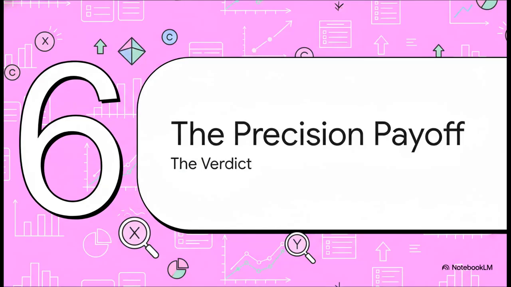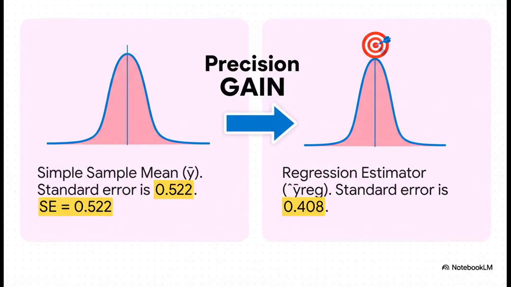So after all that, was it actually worth it? We brought in this auxiliary variable, we ran a regression, we adjusted our estimate. Let's look at the numbers and see what the real payoff was. This right here is the bottom line. This is why we do it. The standard error for our original estimate, the simple sample mean, was 0.522. But the standard error for our new, smarter regression estimator is just 0.408. That is a really nice reduction.